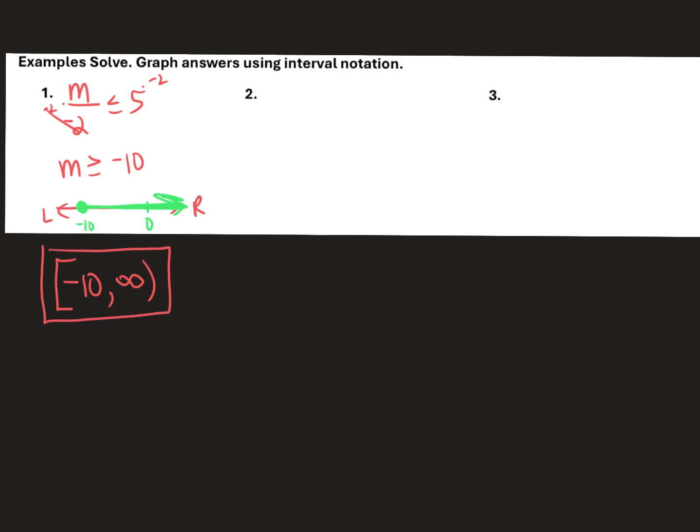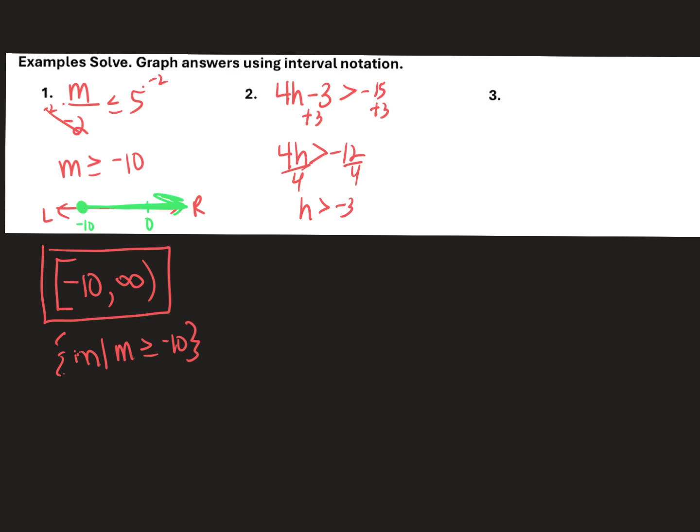The textbook will have, and you don't have to write this down, m such that m is greater than or equal to -10. Number 2, 4h minus 3 is greater than -15. I'm going to add 3 first. So 4h is greater than -12. Divide by 4. H is greater than -3.